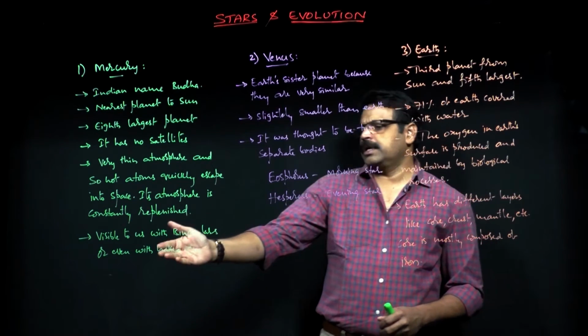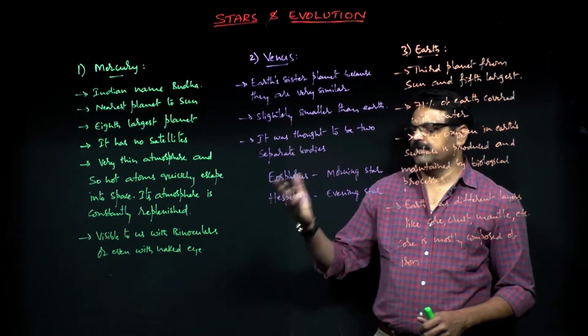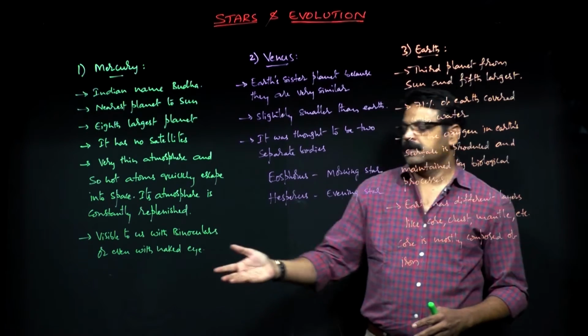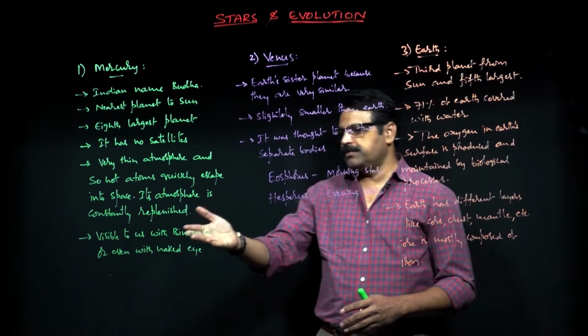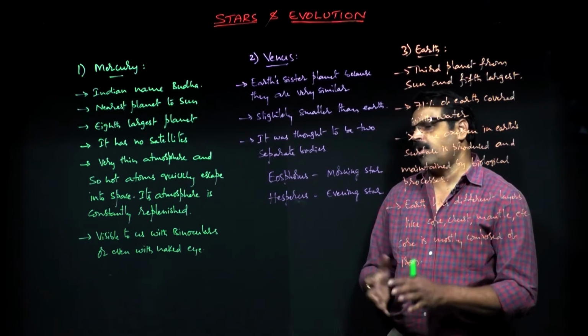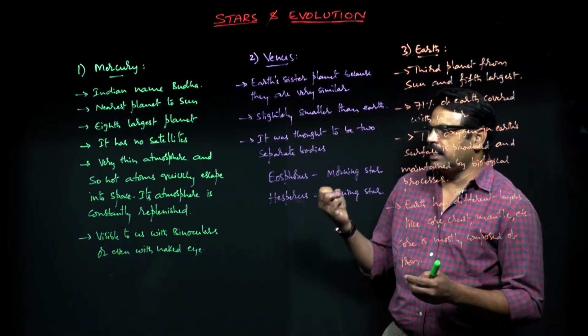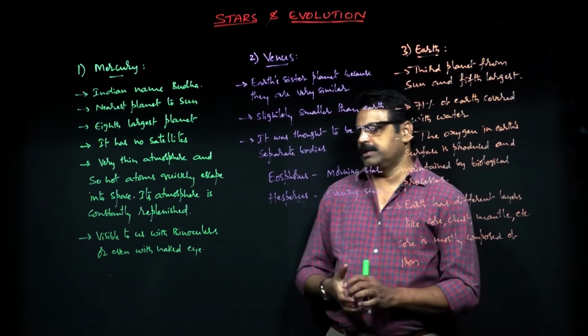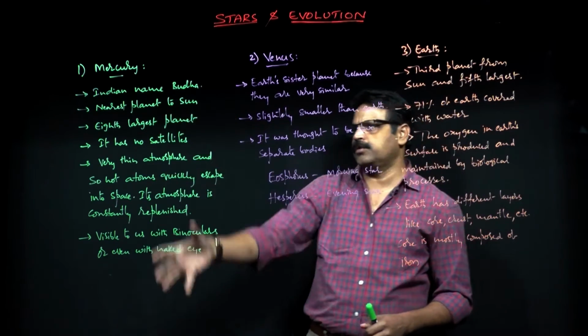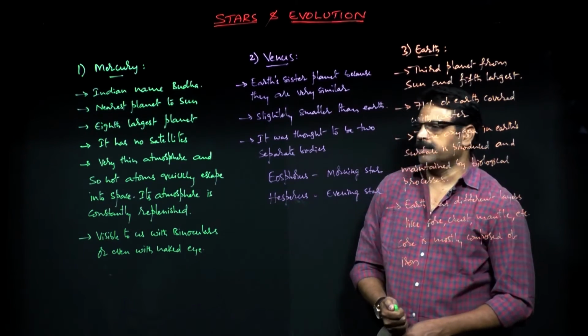You can easily watch Mercury with your naked eye if your sight is good enough, and otherwise you can watch it with binoculars. So Mercury can be seen with the naked eye, or if you are not comfortable with your naked eye, you can watch it with binoculars. These are some of the properties of Mercury.